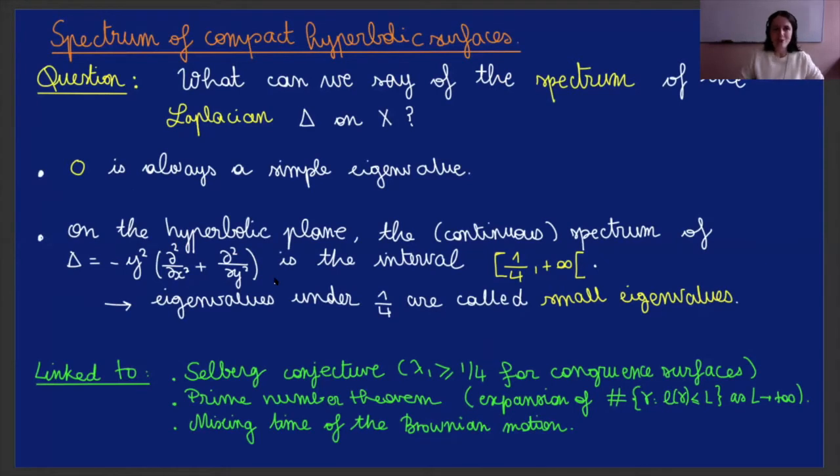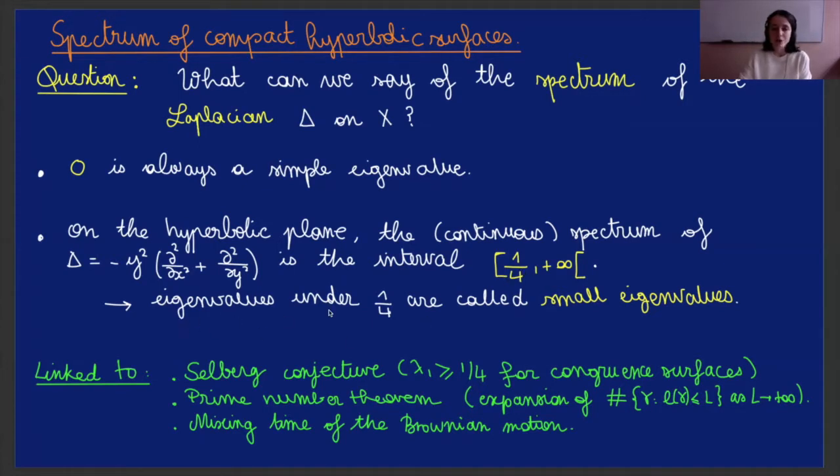So the question I'm going to try and answer today is, what can we say of the spectrum of the Laplacian on a compact surface? So first, a simple observation is that 0 is always a simple eigenvalue corresponding to the constant eigenfunctions. And there's another number which is quite special, which is a quarter. The reason for that is that the hyperbolic plane, which is not compact, so doesn't have a discrete spectrum, actually has a continuous spectrum, which is [1/4, +∞). So a quarter is going to play a very special role in this talk.